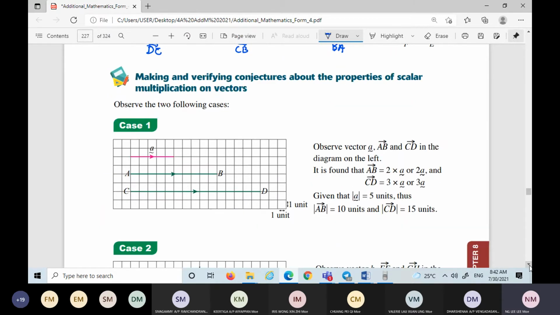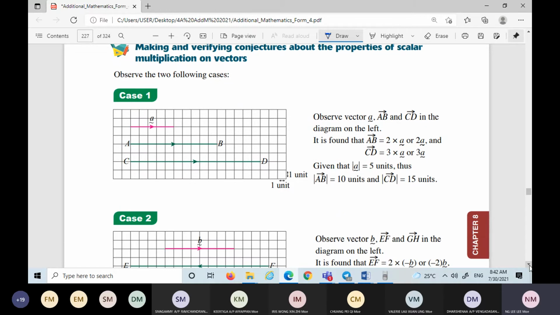What's the meaning? Let us see this. Case number 1: you have vector A, vector AB, and vector CD in the diagram on the left. It's found that AB is double the vector A in the same direction. A is 5 units, but this is 10 units, so double. And CD is triple the vector A.